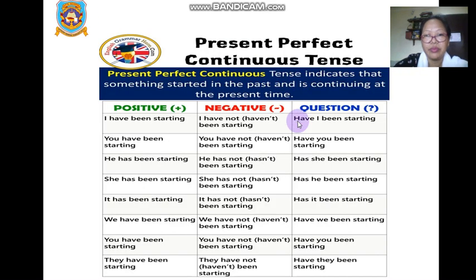Let us take a few more examples. I have been starting. I have not been starting. Have I been starting? These are all interrogative sentences. You have been starting. You have not been starting. Have you been starting? He has been starting. He has not been starting. Has he been starting? Here he, she, it, once again, if you notice, these are all third person.